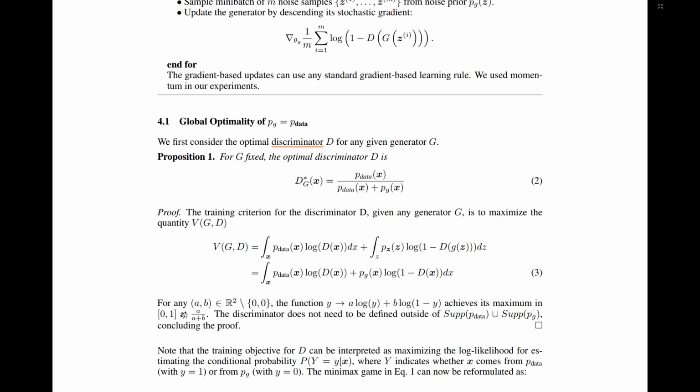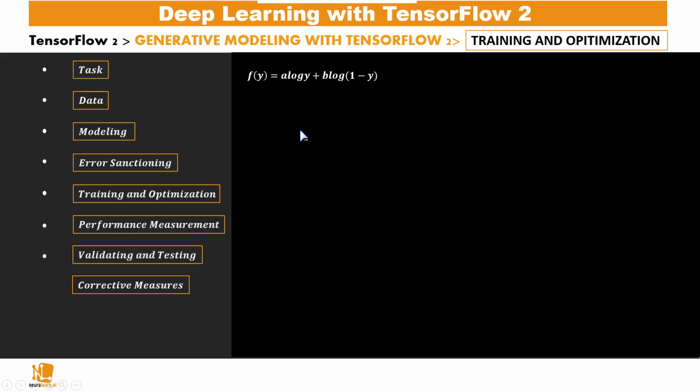Then the authors have here that for (a, b) an element of R squared, considering that a is different from 0 and b also different from 0, this function achieves a maximum at a divided by a plus b, considering that we fall in the range [0, 1]. Now let's understand exactly how we come about that. Supposing we have f of y equals a log y plus b log (1 minus y), then f prime of y equals 0 will imply that a on y minus b on (1 minus y) equals 0.